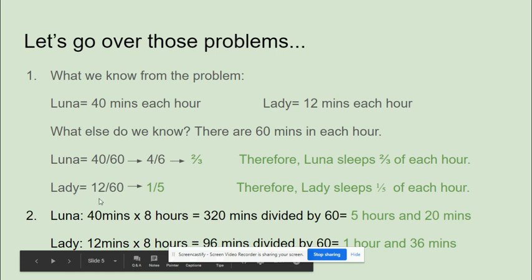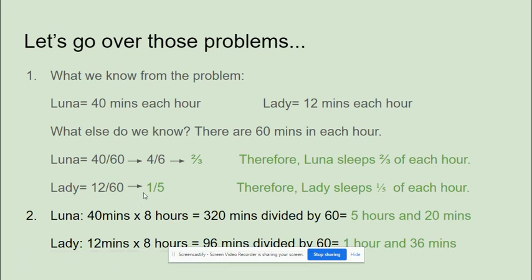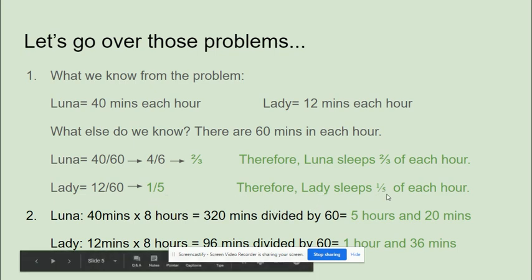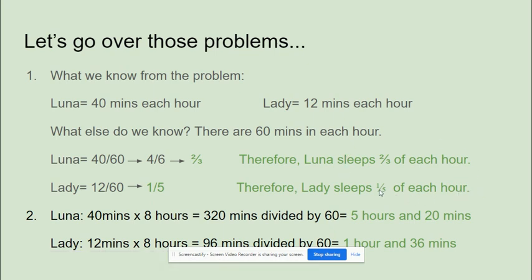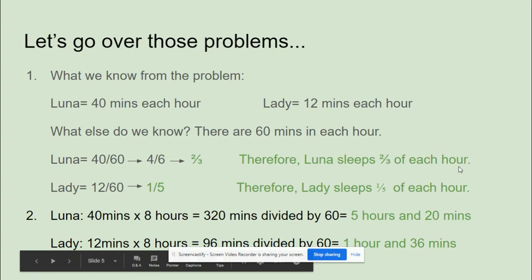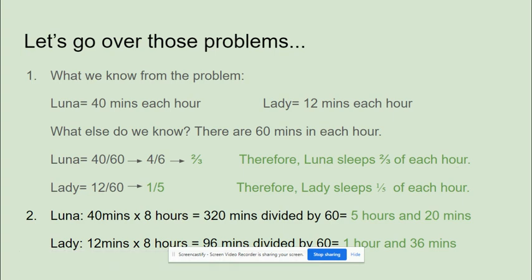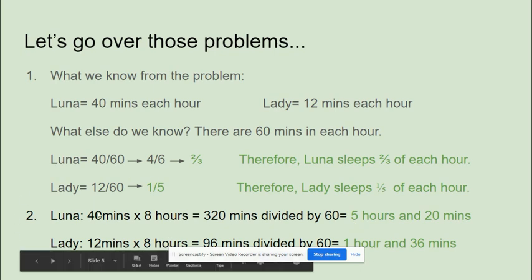Lady sleeps 12 minutes out of 60 minutes, which is equivalent to 1/5. Therefore, Lady sleeps 1/5 of each hour. So that is the answer. And the what? Oh, yes, the other minutes would be, 4/5 would be 48. You're right. All right.